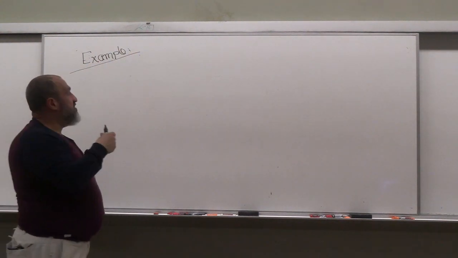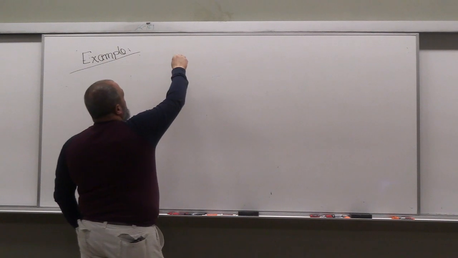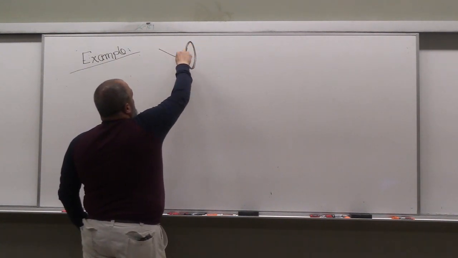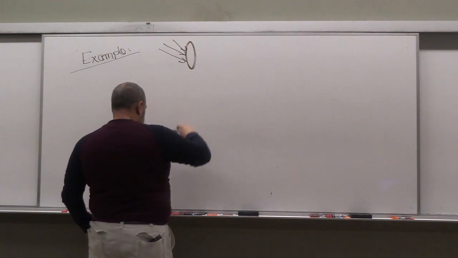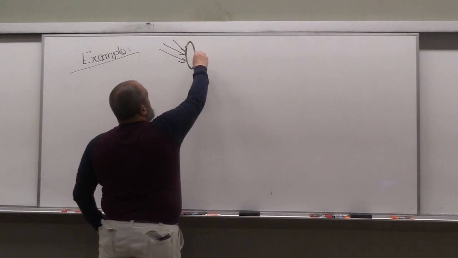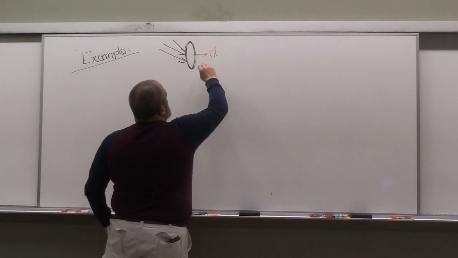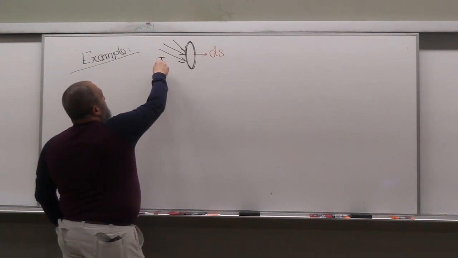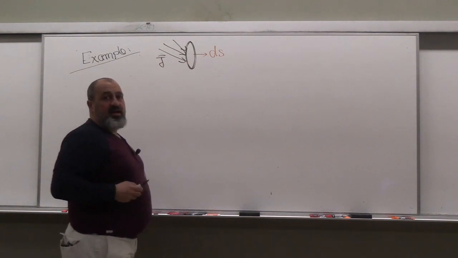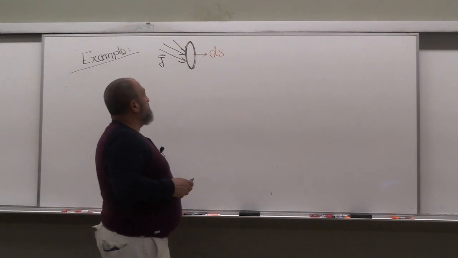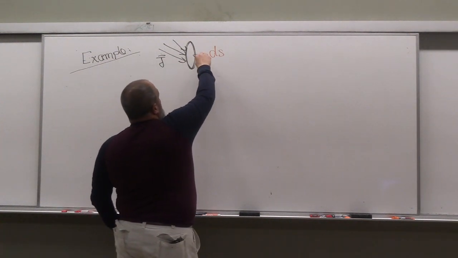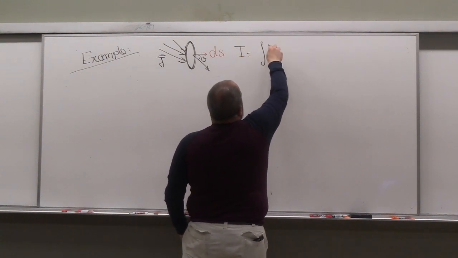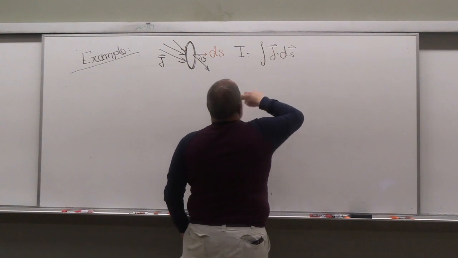Remember current density. Current density, if it's uniform, is equal to what you have. If you had current density J flowing through an area where the area vector looked like this, this is the ds, and this was J. We said that the current flowing through that area, with the current density at angle theta, is a scalar given by the integral of J dot ds, or dA.